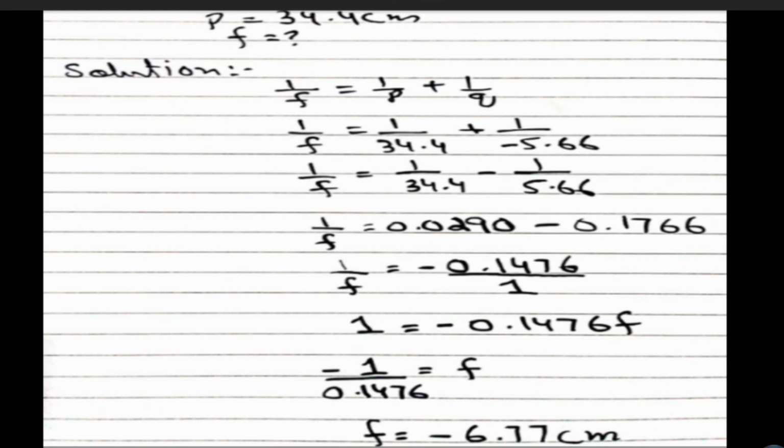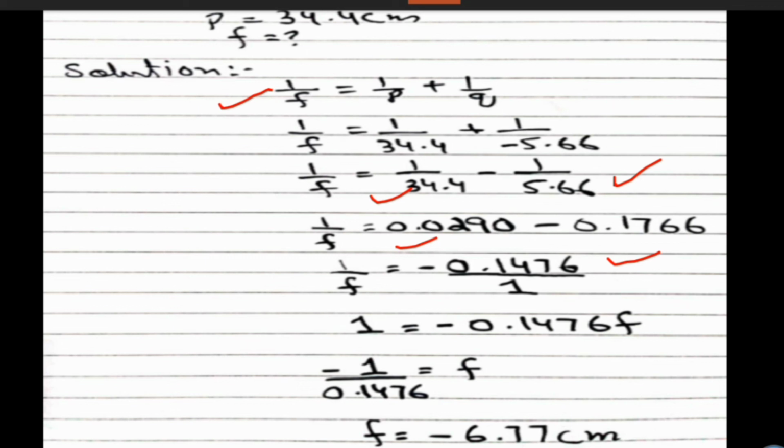Now listen. Apply the same formula. 1 upon F is equal to 1 upon P plus 1 upon Q. Then in the next step we will put the value of P and Q. 1 divided 34.4 plus 1 upon minus 5.66. 1 upon F is equal to 1 divided 34.4 minus 1 divided 5.66. We will divide 1 by 34.4, which will become 0.0290 minus 0.1766. Okay, we will subtract these values, which will become 1 upon F is equal to minus 0.1476.